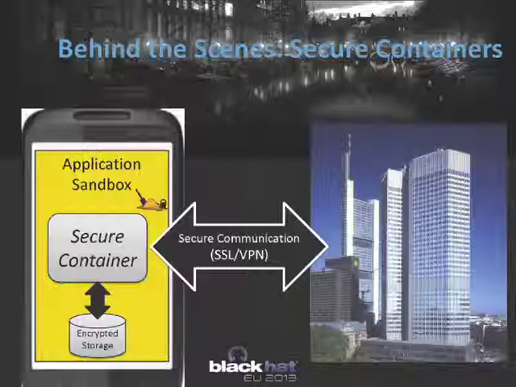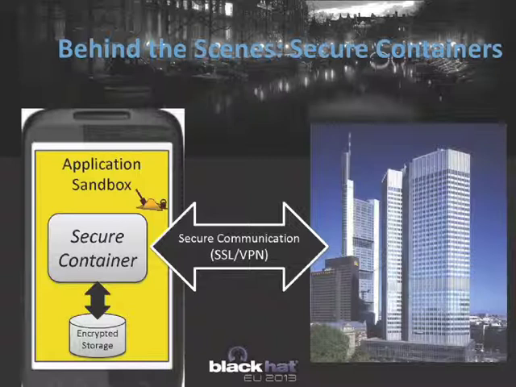So let's elaborate a bit more on the technology behind secure containers and how they really work. First of all, we need to understand that the secure container is primarily a normal app that is deployed on the device. Initially, it provides two functionalities. One is to secure the communication between the enterprise and the mobile device over either SSL or VPN, so no one can eavesdrop or do a man-in-the-middle attack when the enterprise information, the emails, the calendars, the documents are being pulled to the device.